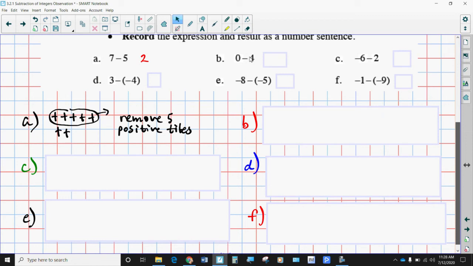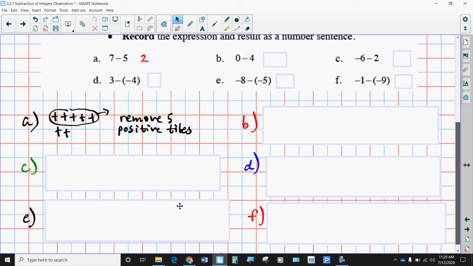So I'd like for you to copy down B, C, D, E, and F. Copy down what I did here so you see that that's the model for what you need to do. And go ahead and see if you can create the integer tile models and the little description in words for what this means. And I'll give you a hint. You started with 0 and you're removing 4 positive tiles. Here you're removing 2 positive tiles. And here you're removing 4 negative tiles. Okay, go ahead and pause.